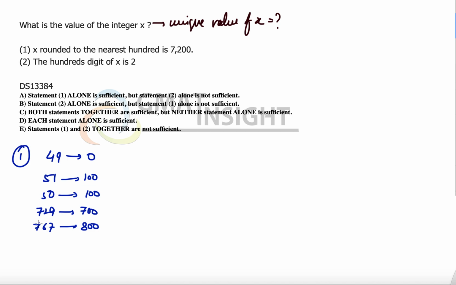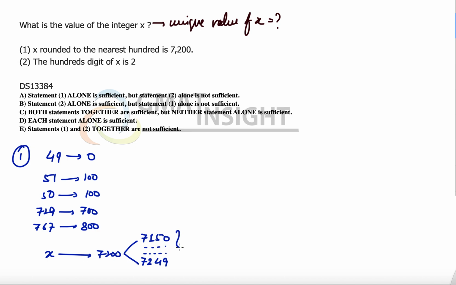When we round it to the nearest hundred, that means we have to see the nearest multiple of 100 closest to the number. Now when x is rounded to the nearest hundred, the number is 7200. So x after rounding off becomes 7200. That means the possible values of x can be from 7150 to 7249. Any value in between when rounded to the nearest hundred becomes 7200.